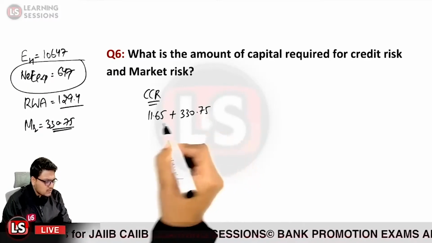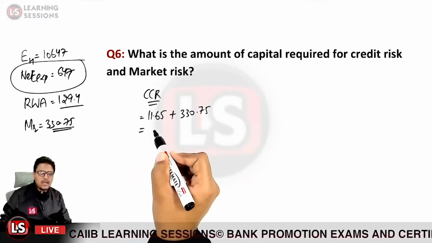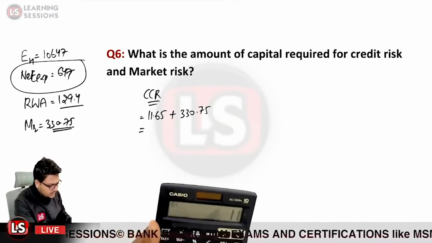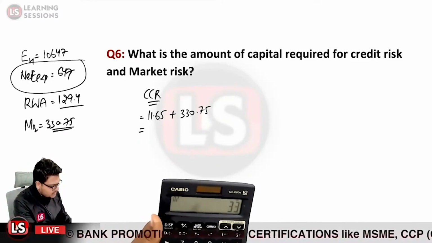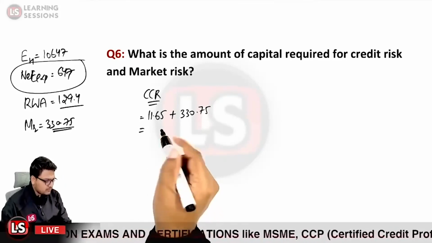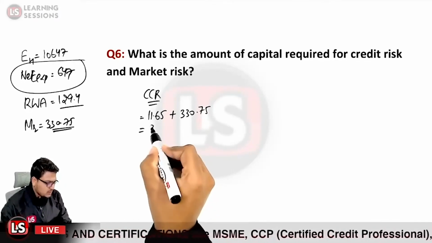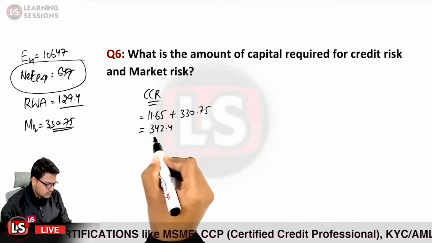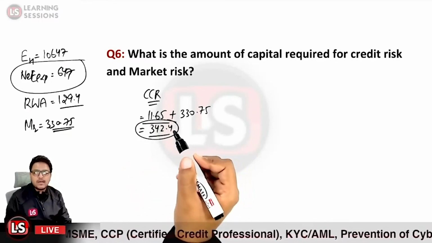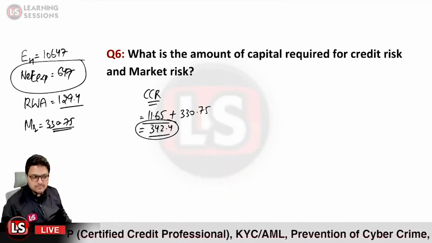So the total capital that is to be maintained for the credit risk and market risk would be equal to 11.65 plus 330.75, which comes out to be 342.4. So this is the capital amount that is to be maintained for the credit risk and market risk.